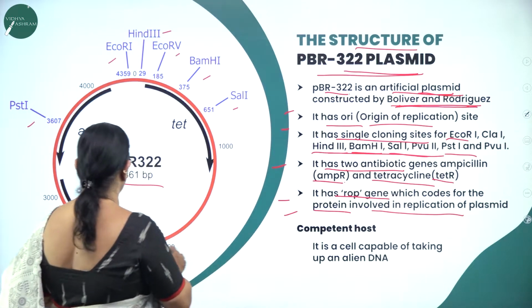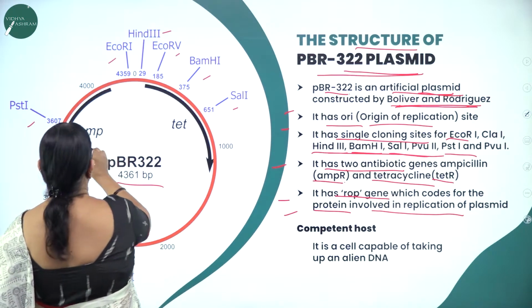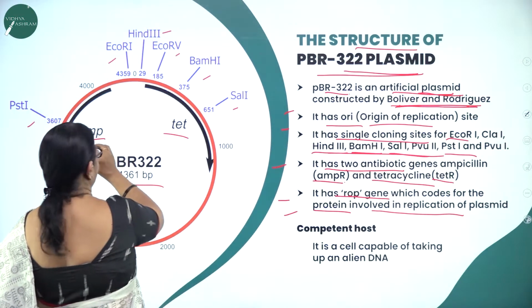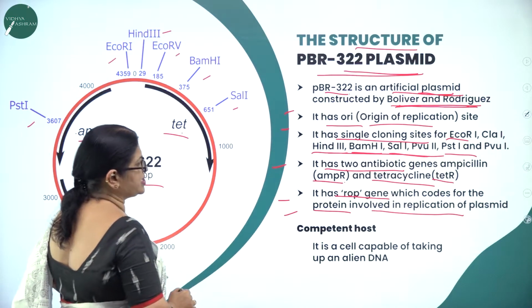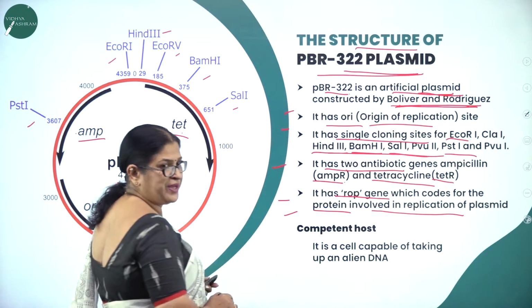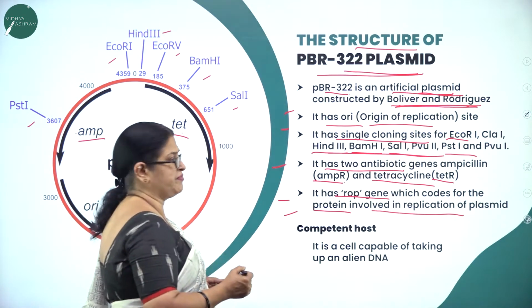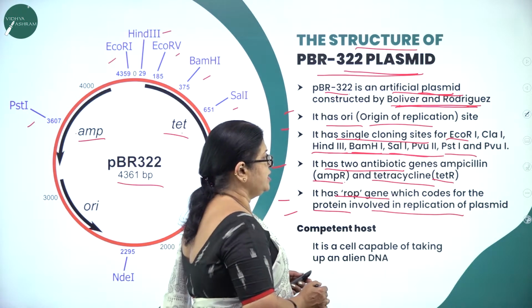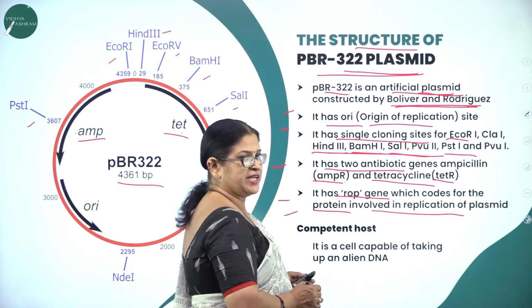So here you can see AMP, TET, that is it has two antibiotic genes, AMP and TET. What does TET stand for? Tetracycline. AMP, ampicillin. These are the two types of antibiotic genes. Then it has ROP gene which codes for the protein involved in replication of plasmid.